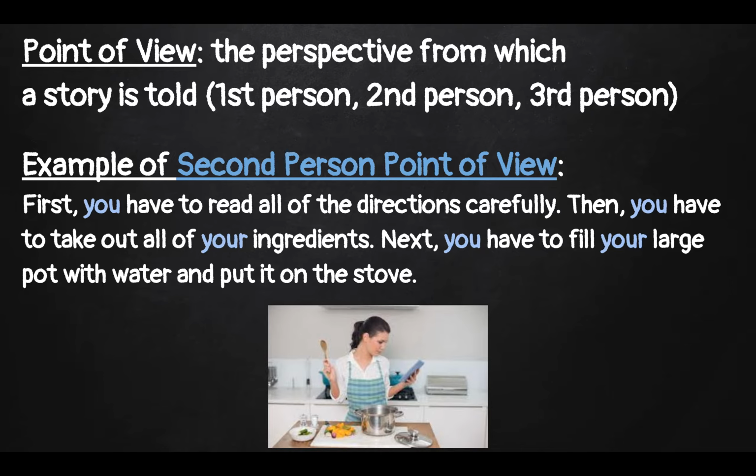For instance, first, you have to read all the directions carefully. Then you have to take out all of your ingredients. Next, you have to fill your large pot with water and put it on the stove. Okay, that would be an example of second person point of view.